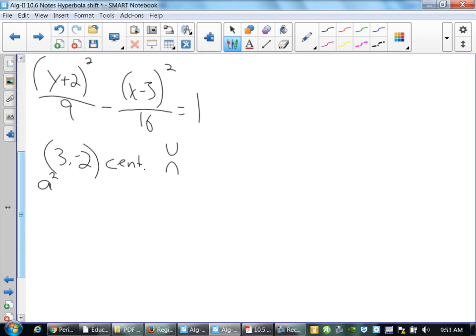Our a squared value is 9. B squared is 16. C squared, therefore, would be 25. Nice, we get really easy numbers.